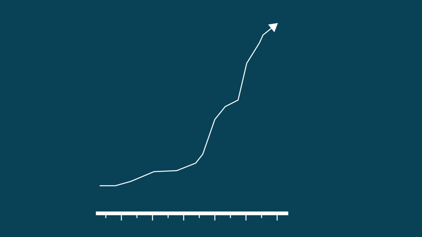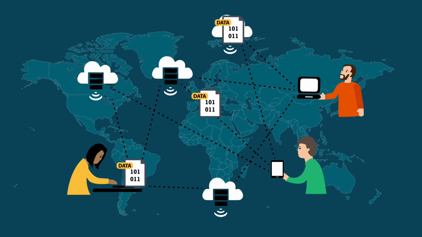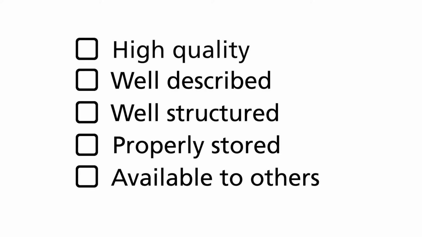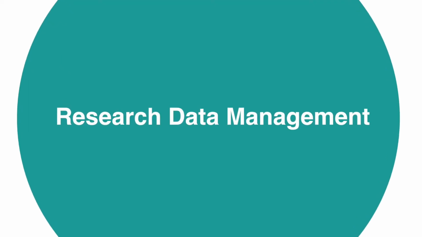A cautious estimate is that the data output is almost doubling every second year, and according to the IT company IBM, 90% of the world's data has been created during the last 2 years. New technologies for accessing, transferring, and analyzing data give us exciting new opportunities to collaborate and advance research more rapidly, but only if our research data is of high quality, well described, well structured, properly stored, and made available to others. That is what research data management is about.